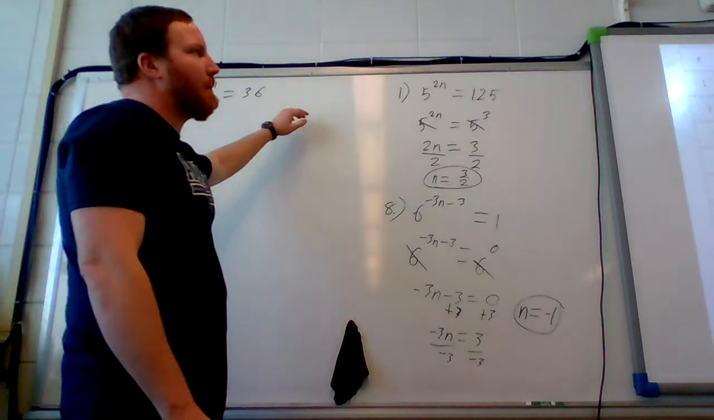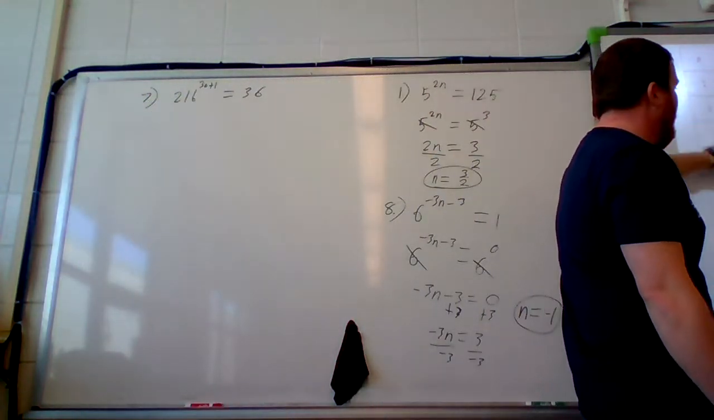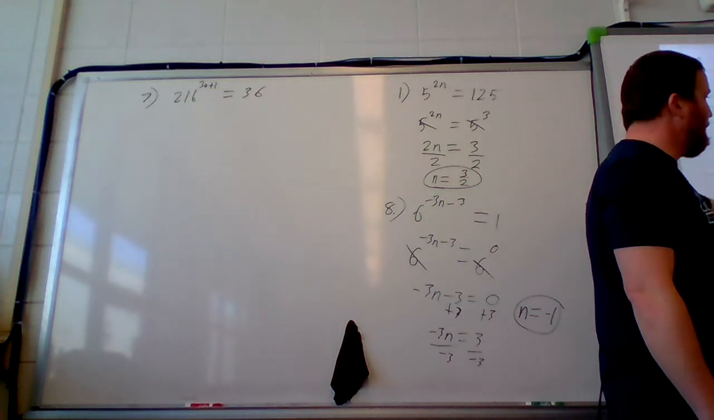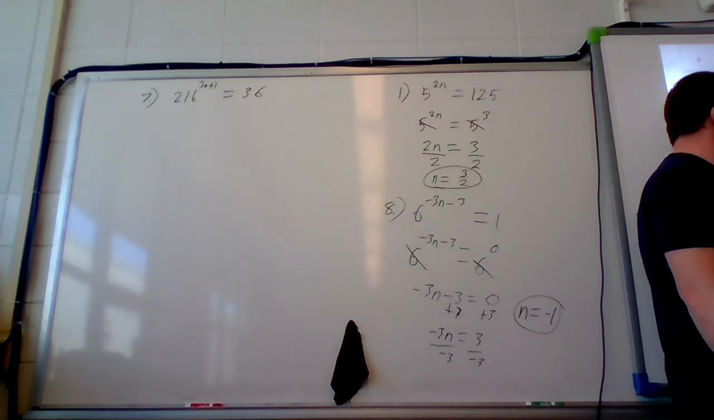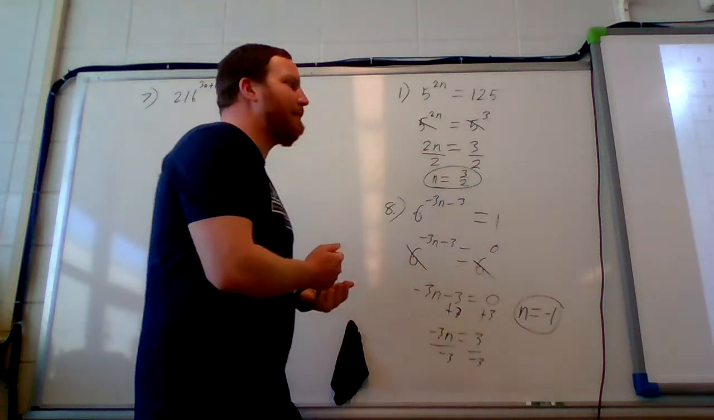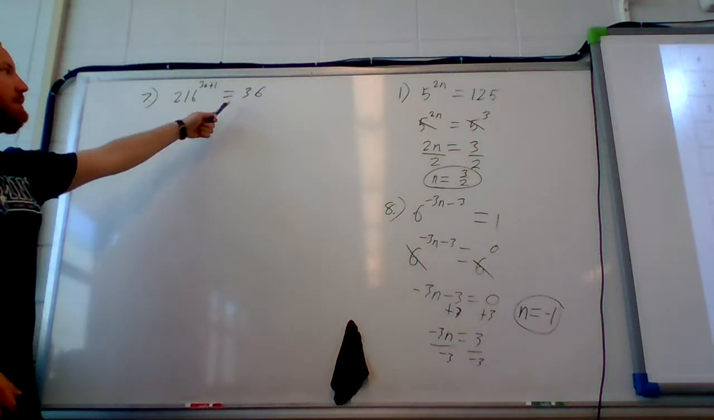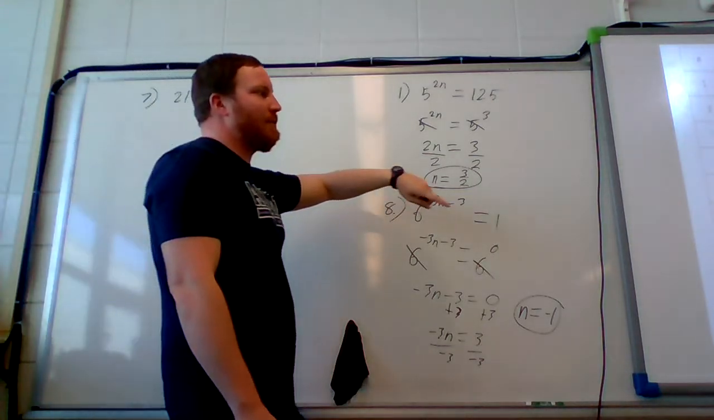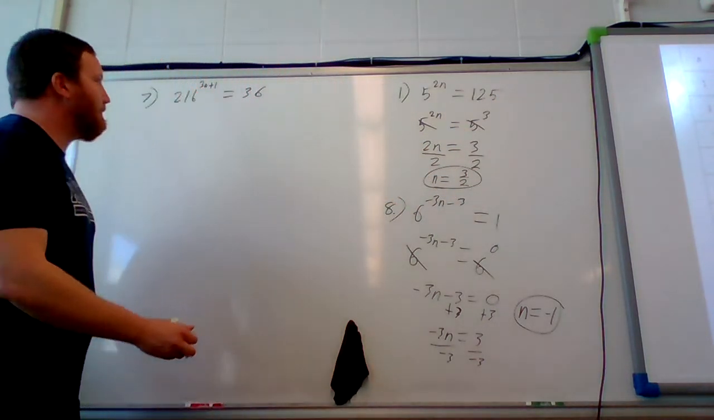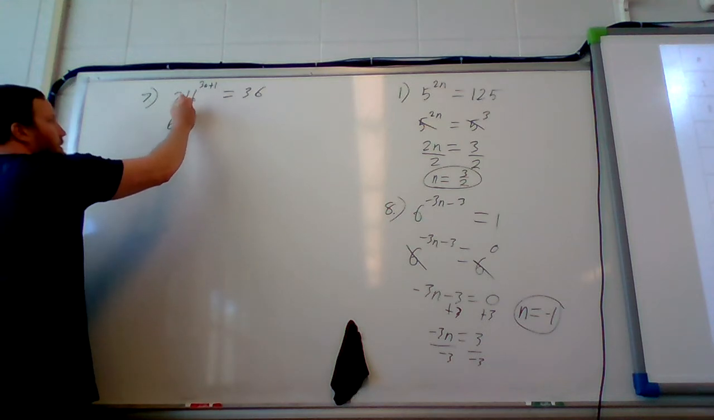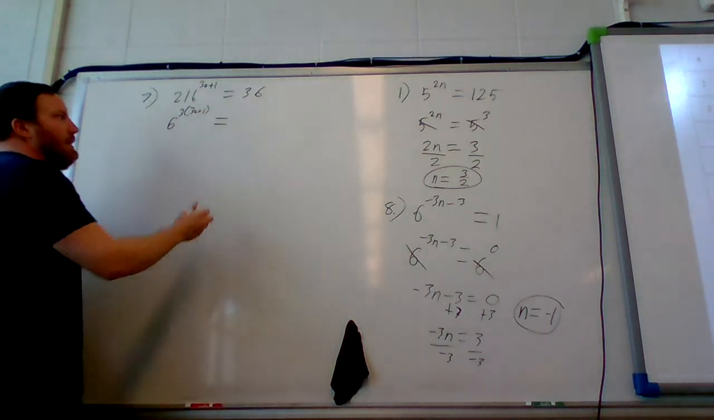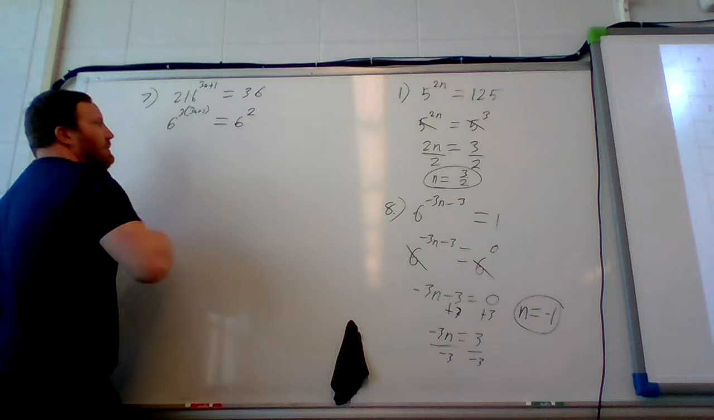Okay, so if we're looking at our power chart, I know 36 is a multiple of 6, so there's our 36. And 216 is also a power of 6. So we can turn these both into a power of 6. So 216 is 6 to the third power. So we do 6 to the third. That 3a plus 1 just stays there. And then we can turn 36 into 6 squared.